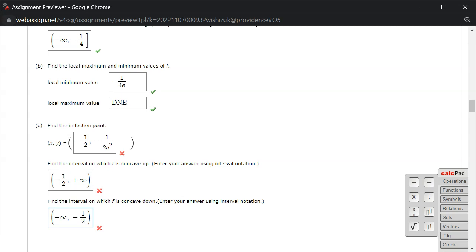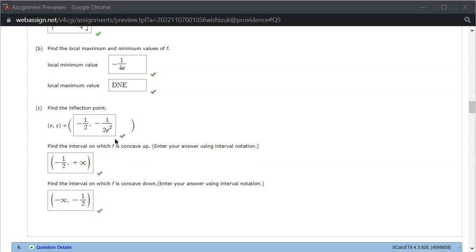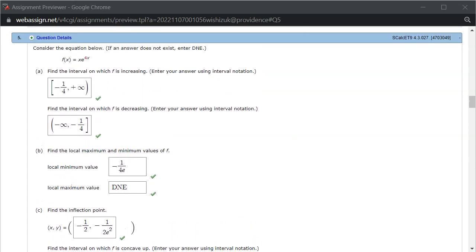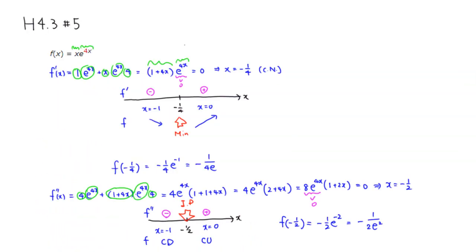Let's check the answer. All right, I came back and looks like we got part C correctly. That's it. I hope that this was clear.